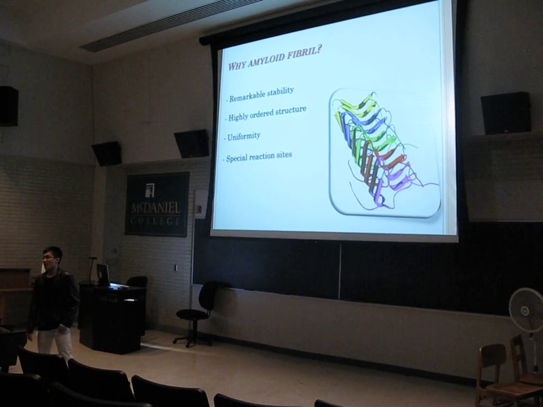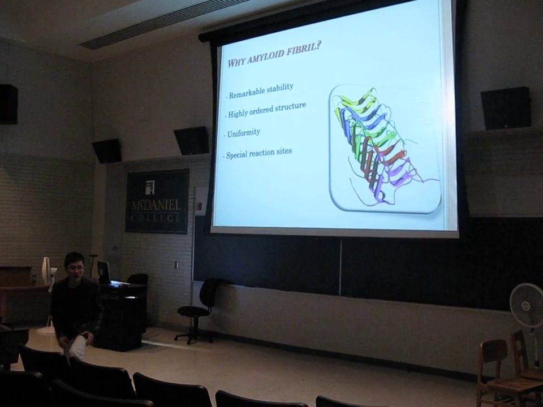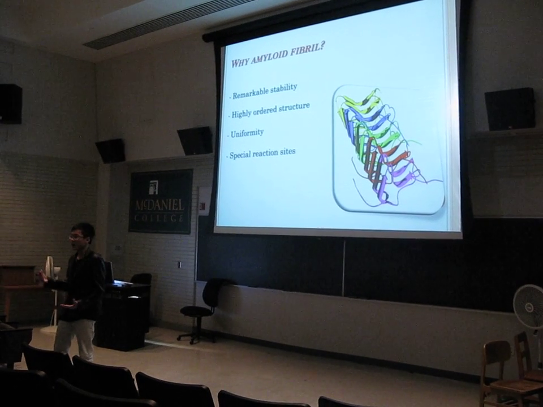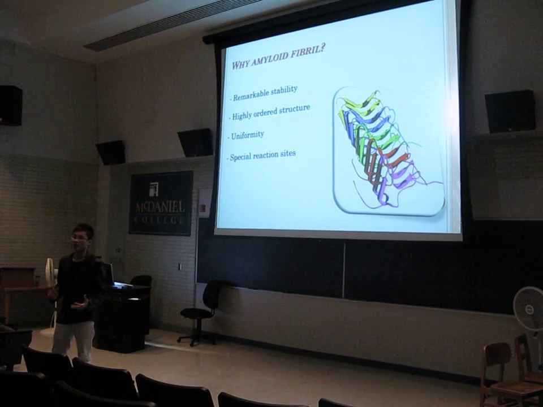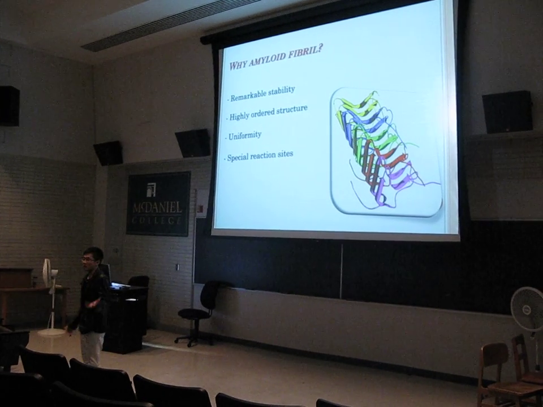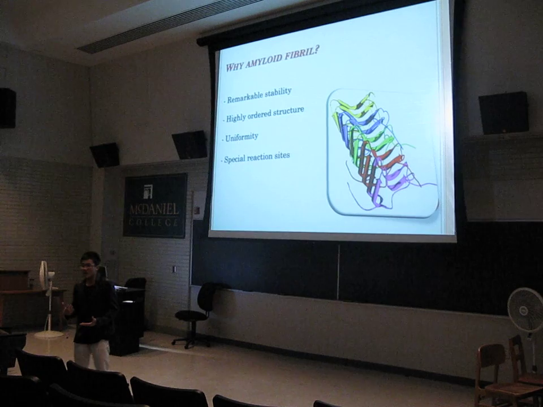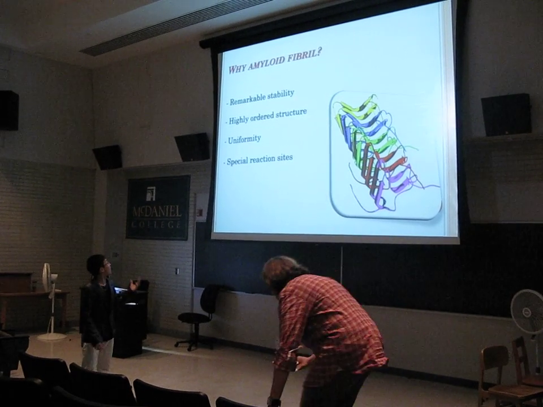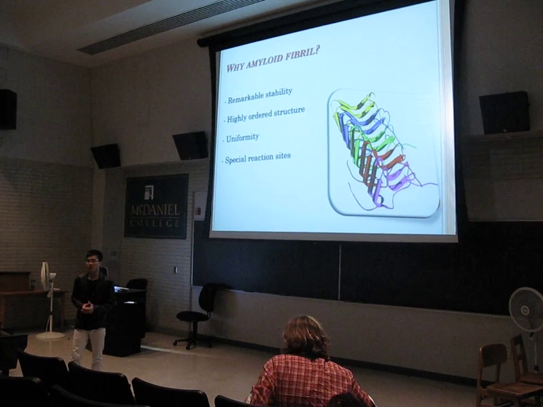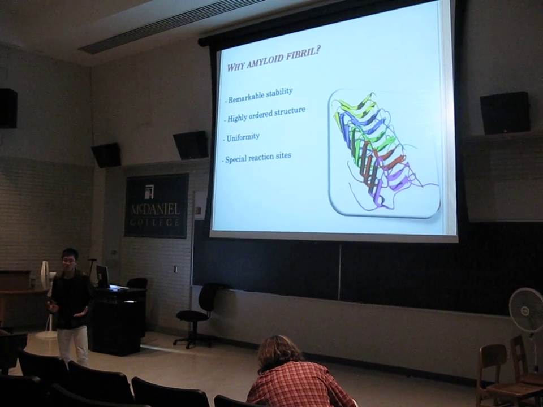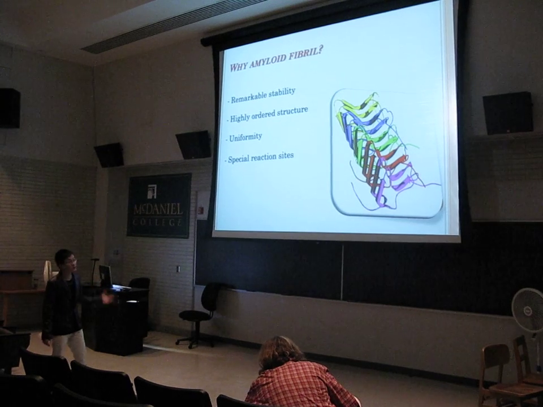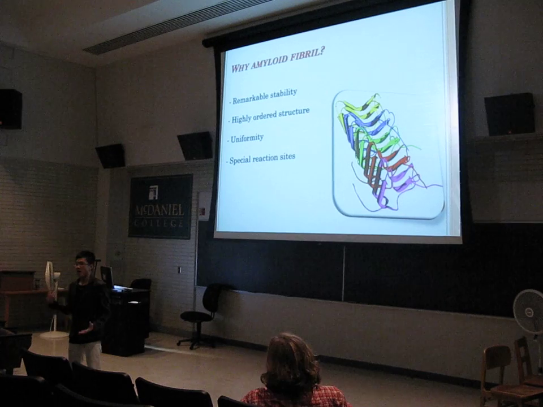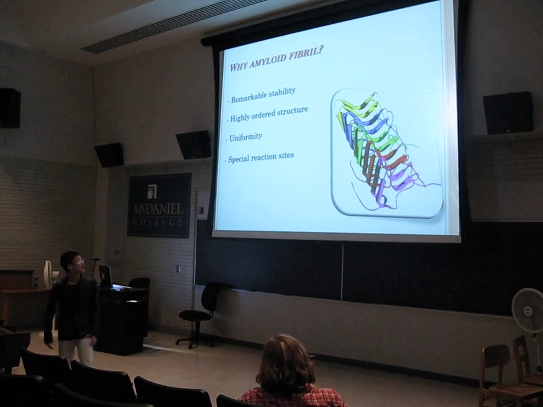And why do we choose amyloid fiber? In fact, the amyloid fiber serves this position because it has a lot of unique and extreme properties. First of all, it has remarkable stability under various conditions of pH, temperature, and pressure. And it has a highly ordered and very uniform structure that can usually only be achieved in metals or crystals. And it also has a lot of special reaction sites like the amino group and the hydrophobic aromatic rings.